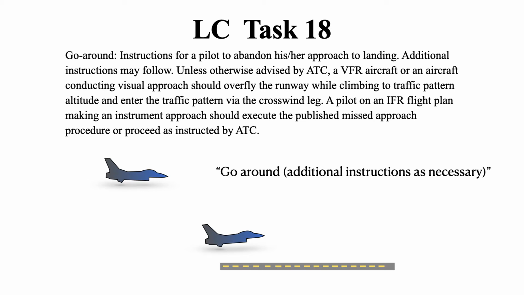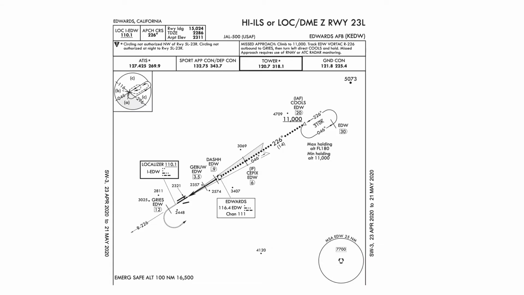A pilot on an IFR flight plan making an instrument approach should execute a published missed approach procedure or proceed as instructed by ATC. So what that looks like, in this next slide, you'll see the high ILS for runway 23 left. In the upper right hand corner, it explains exactly what the missed approach is going to be. So if you were to issue a go-around instruction for an IFR aircraft on the high ILS, he's going to climb to 11,000 feet, track the Edwards VORTAC radial 226 outbound to Greece.